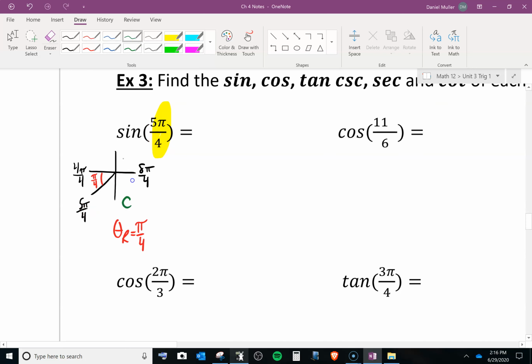So CAST, it is in the T quadrant, meaning tangent is positive. However, we do not have tangent, we have sine. So our answer must be negative. Only tangent's positive, and we don't have it. So our answer must be negative. And then sine of 5 pi over 4, we'll look at the reference angle instead. We'll find the answer to be sine of pi over 4.